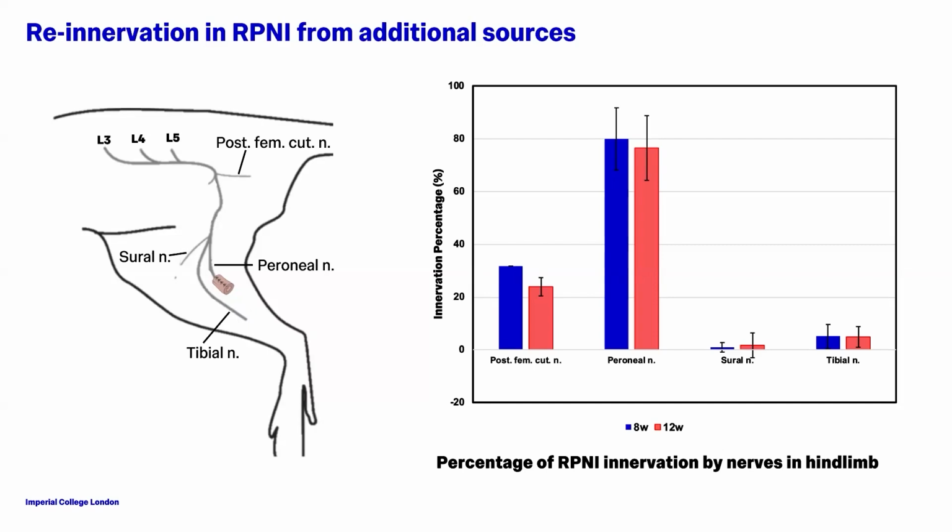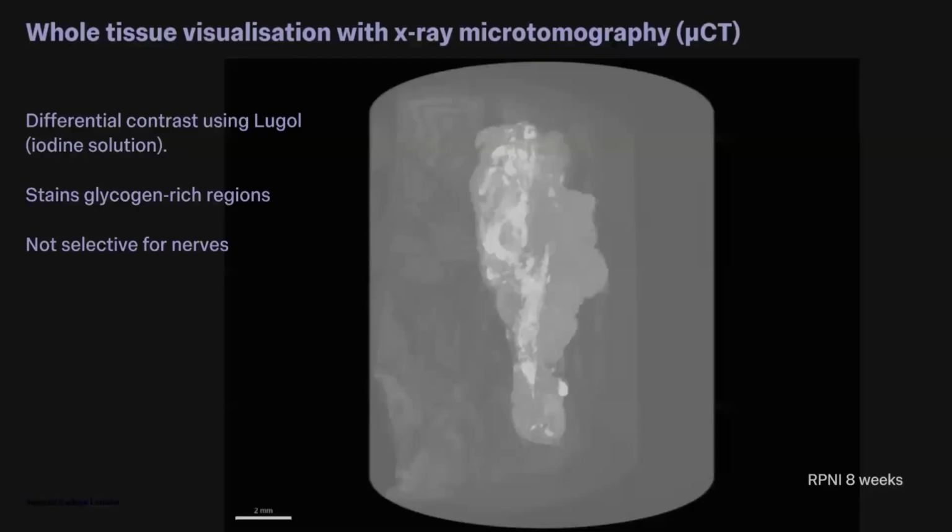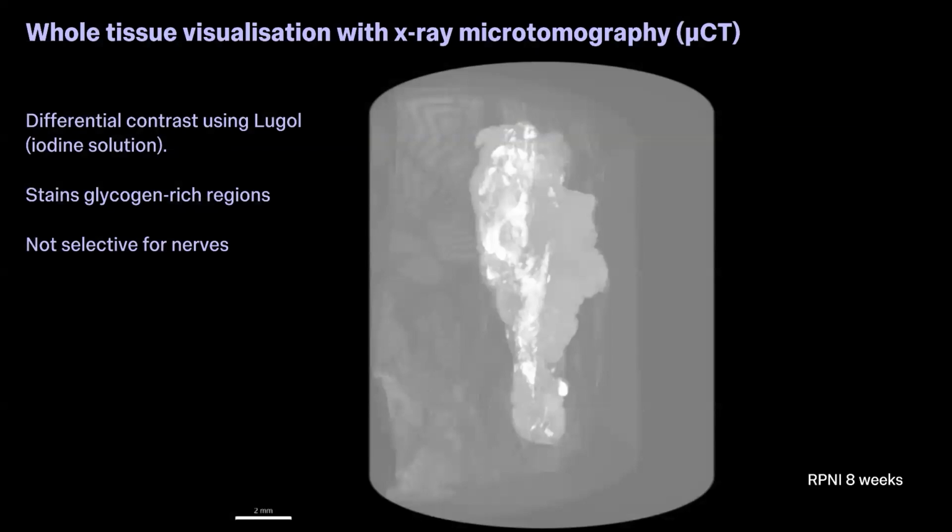So we wanted to study this, and one of the ways in which you can do that is to take the whole tissue, embed it, stain it, and try to figure out what's going on. Our standard protocol until now for understanding reinnervation of tissues was to take something called Lugol solution, which is an iodine stain. It gives a little bit of differential contrast for nervous tissue. It tends to stain mostly glycogen though, but we can still see our nerves. And unfortunately, it's not selective.